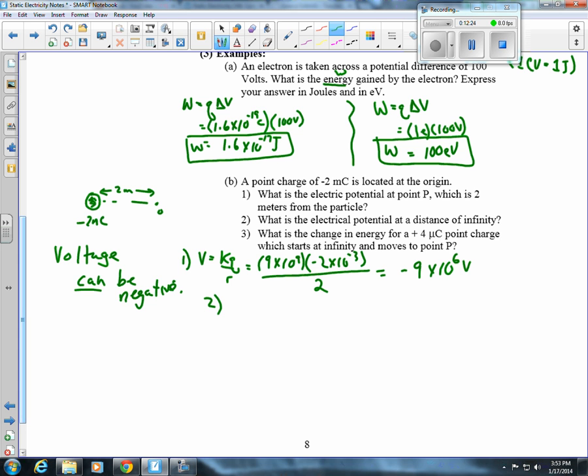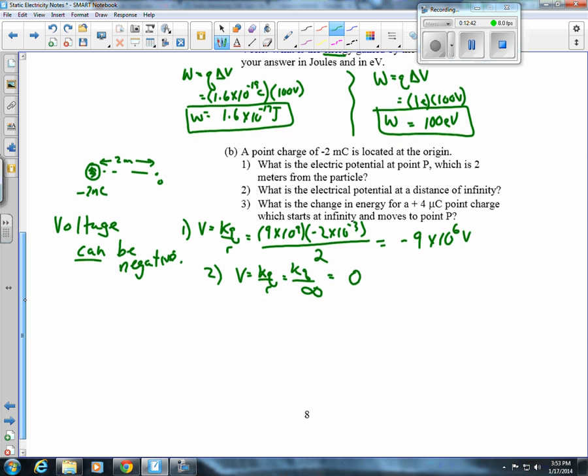Step 2, the electric potential at a distance of infinity. V equals kQ over r. That's going to give me infinity on the bottom. When I divide by infinity, I get 0. So the electric potential, no matter what my charge is, is always going to be 0 at infinity.